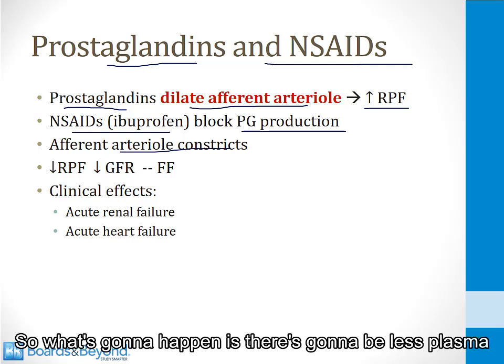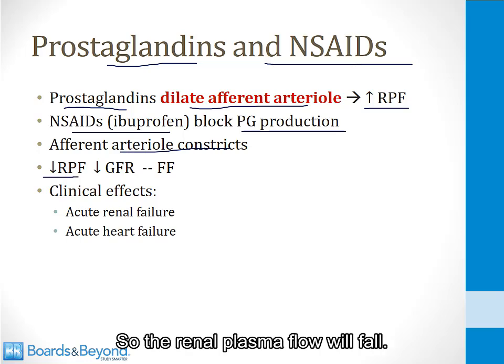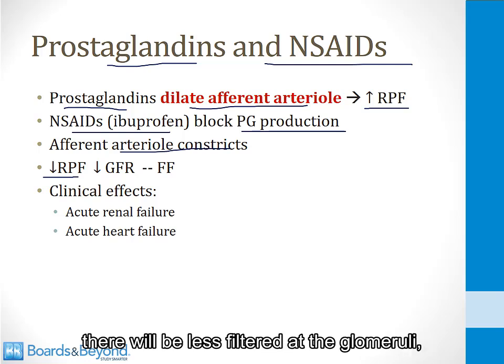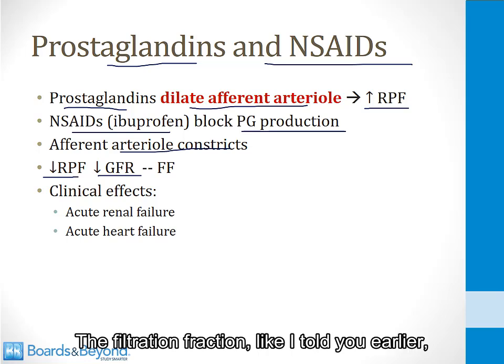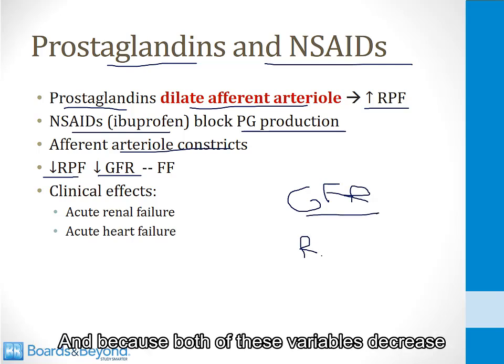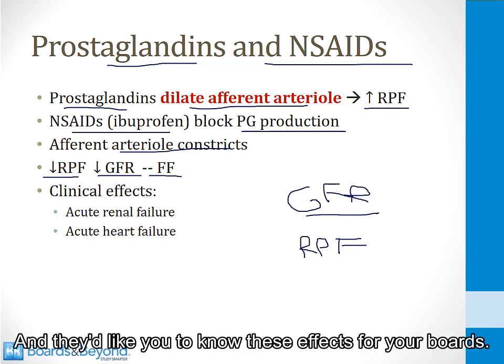So what's going to happen is there's going to be less plasma flowing into the kidneys, so the renal plasma flow will fall. Because less plasma goes into the kidneys, there will be less filtered at the glomeruli, and the GFR will fall. The filtration fraction, like I told you earlier, is equal to the GFR divided by the renal plasma flow. And because both of these variables decrease in the setting of NSAIDs, you will see no change in the filtration fraction. And they'd like you to know these effects for your boards.